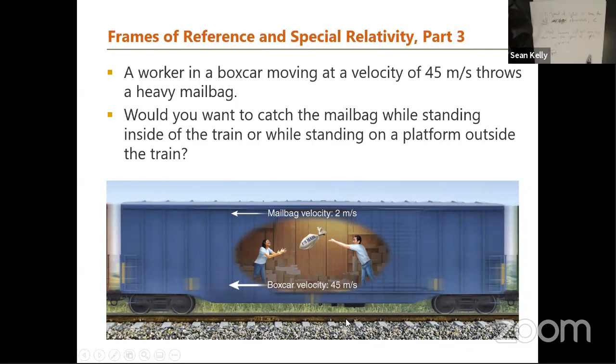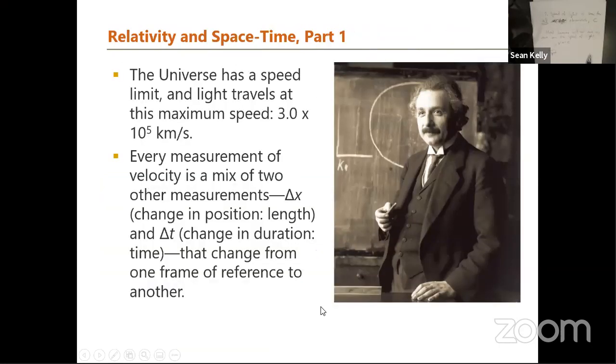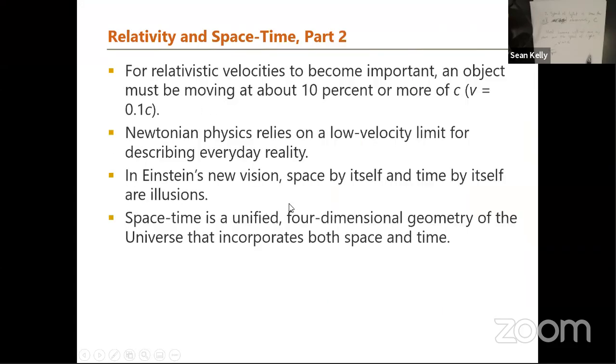But what if you were outside the car and there was a big window and you could watch it? What would you see, right? If somebody throws this at just 2 meters per second, how fast do you see it coming to you? The answer is not 2 meters per second, because if they hold on to it, it's moving 45 meters per second already. So if they give it a boost of 2, you see 47 meters per second. Anyways, the speed of light, I don't know why it was written like this. Just ignore that.